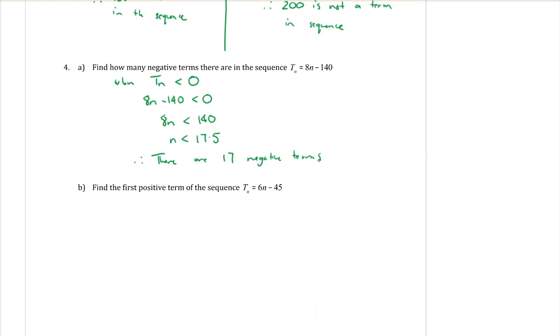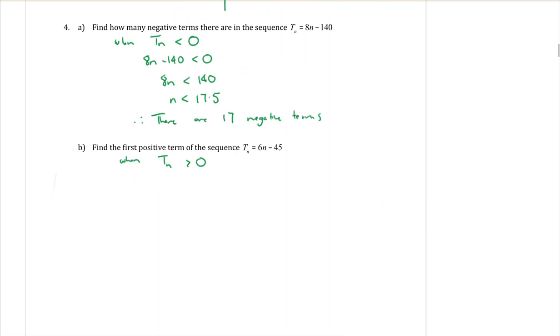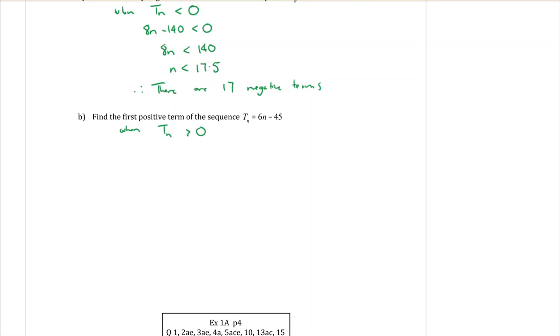And part B, very similar, we're now just wanting to do positive ones. So it says find the first positive term of the sequence t of n equals 6n minus 45. So that is going to be when t of n is greater than 0, because positive is greater than 0. And I'm going to solve that inequality. Replace the t of n with the 6n minus 45, greater than 0, and solve. So 6n is greater than 45, moving that across, and dividing by 6.